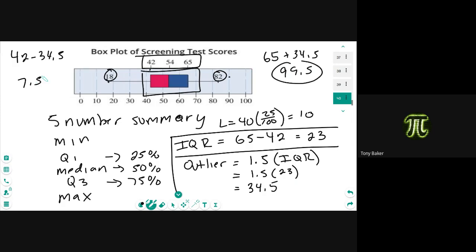So you're adding it to your Q3 and subtracting it from your Q1. The Q1 and Q3 are already used to decide how big the box is. Any numbers outside of those would be considered outliers. Anything that far out would be considered an outlier.